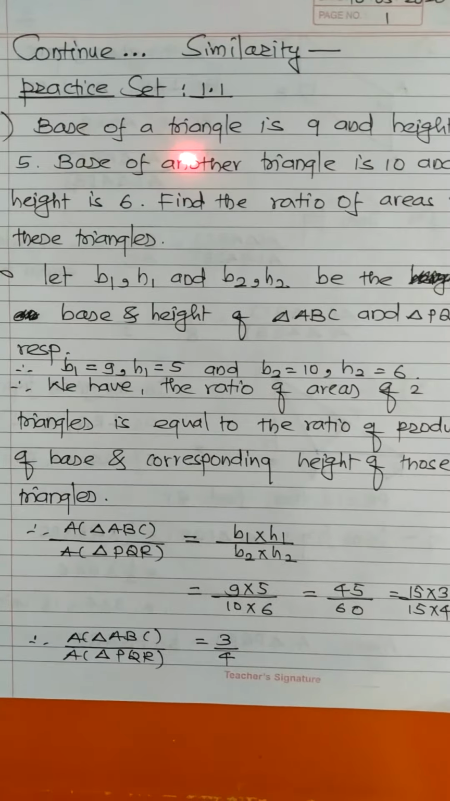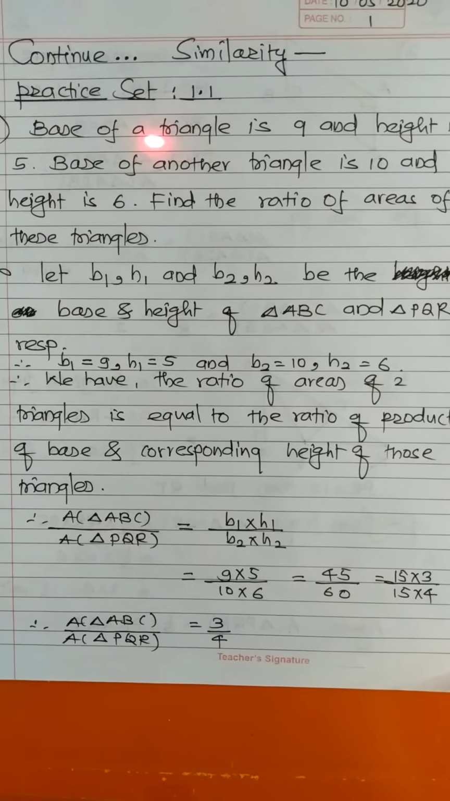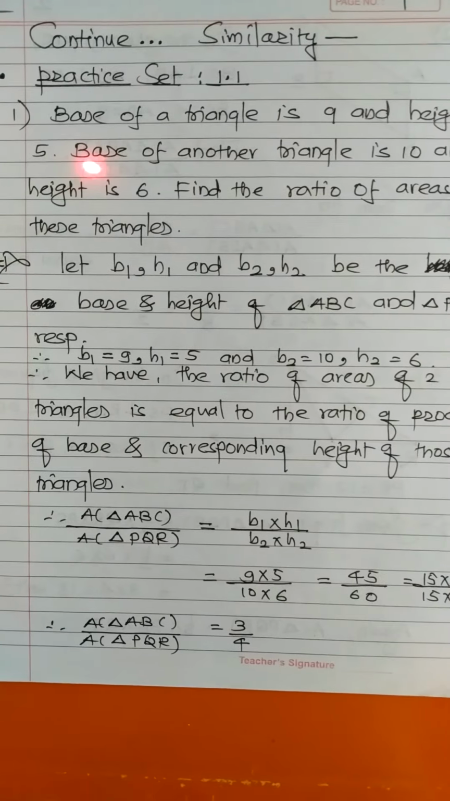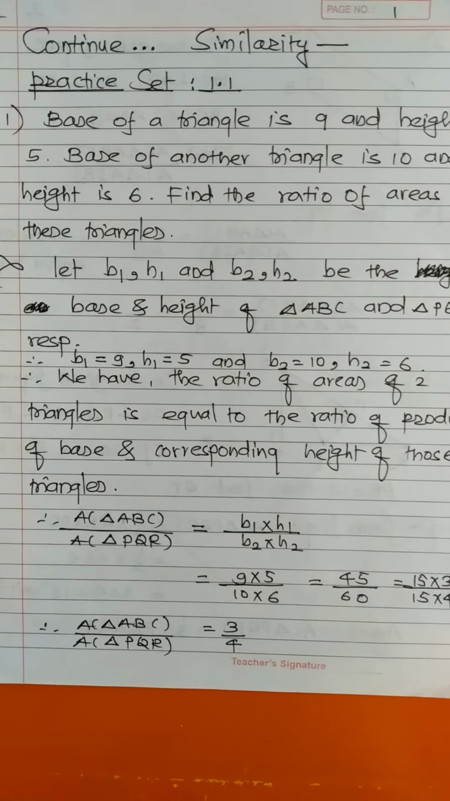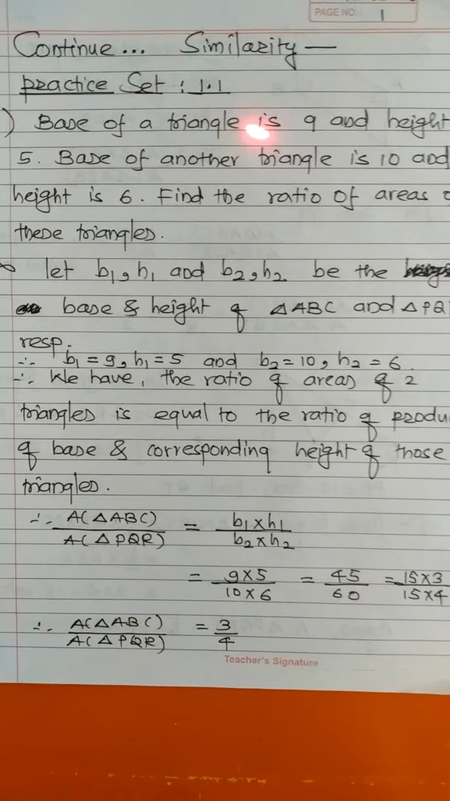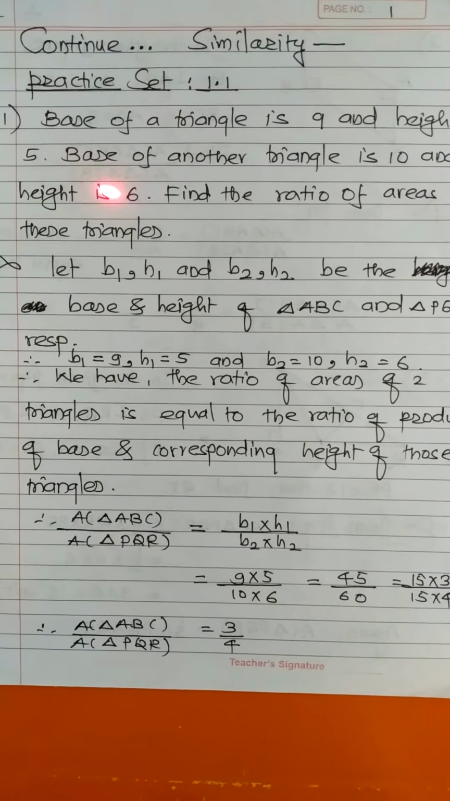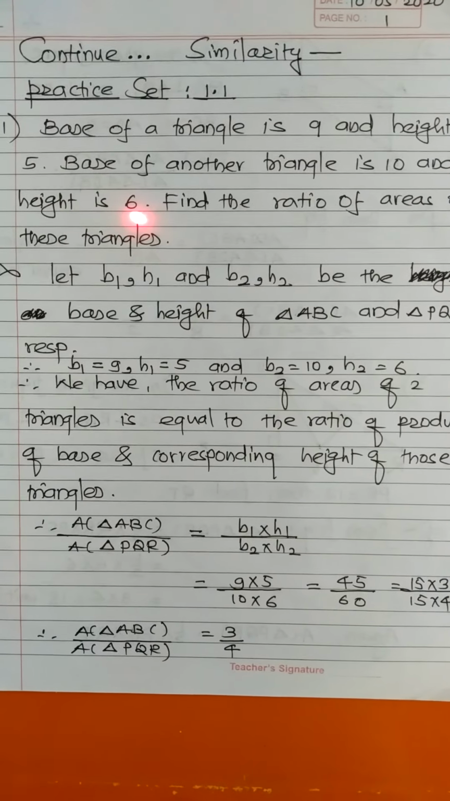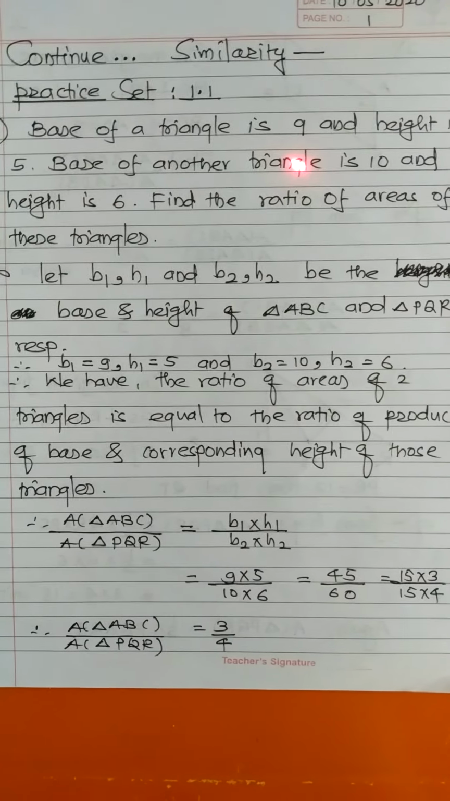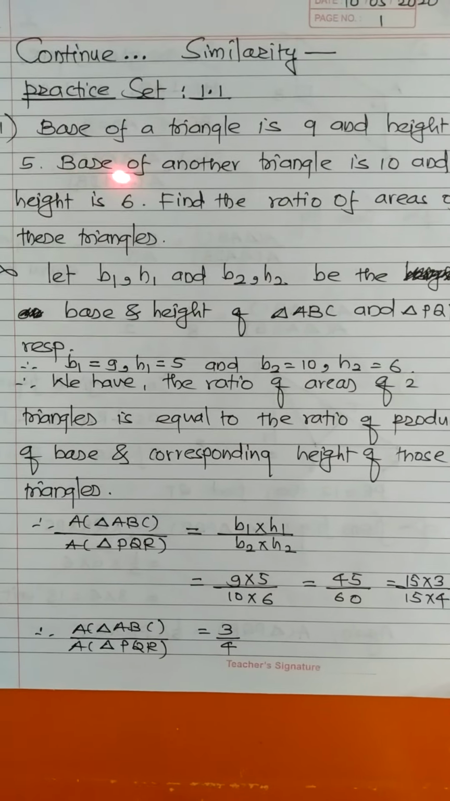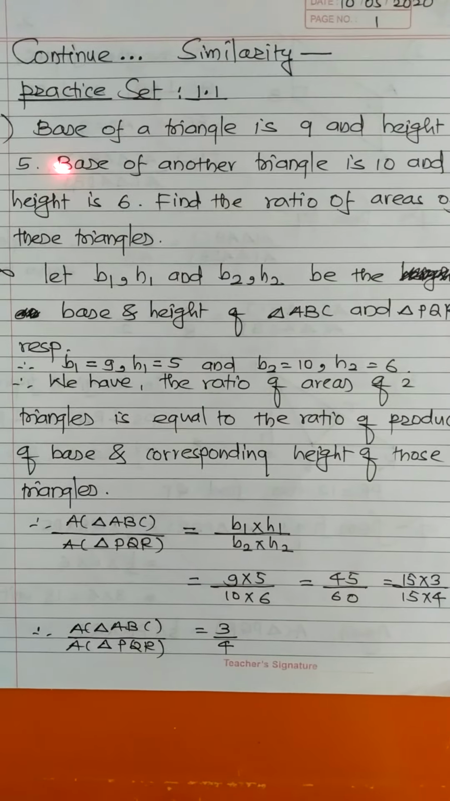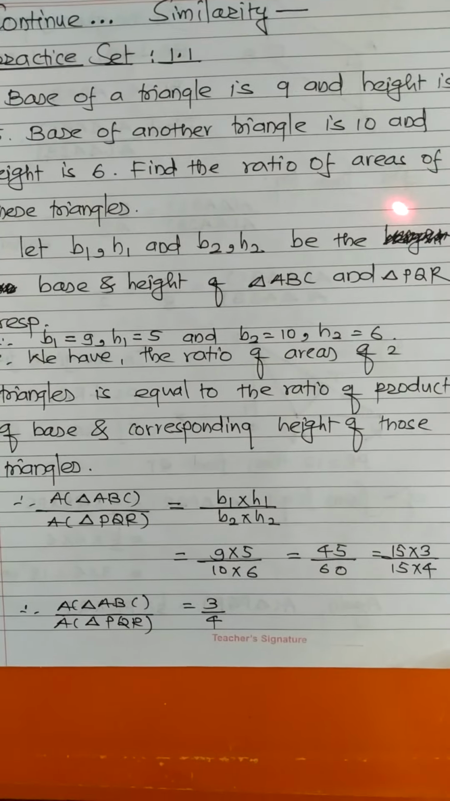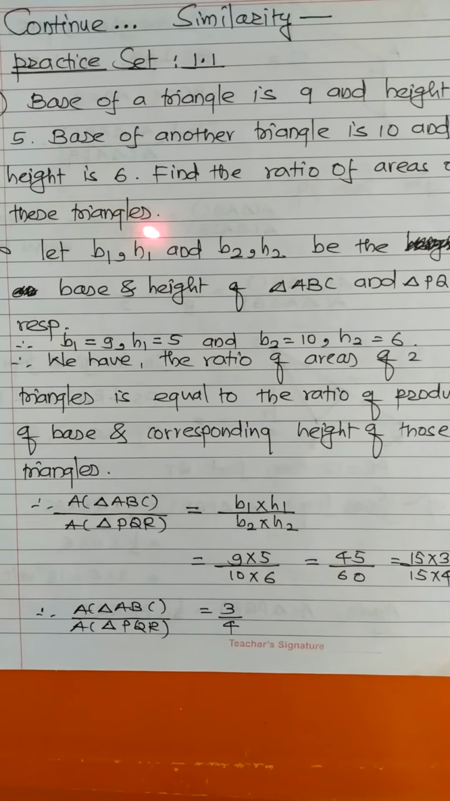So first example, look into that given information. Base of triangle is 9 and height is 5. Means first triangle you can consider. So for that, base it is given 9 and height it is 5. So base of another triangle is 10 and the respective height it is 6. As we observe the given measures, definitely base as well as height is different for both the triangles. So what we have to calculate? Find the ratio of areas of these triangles.